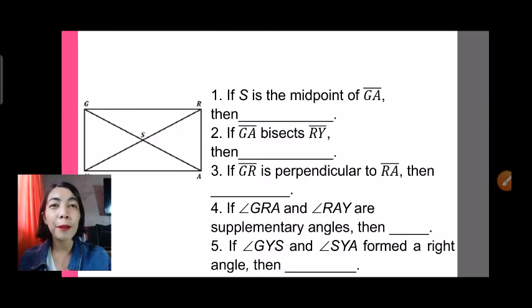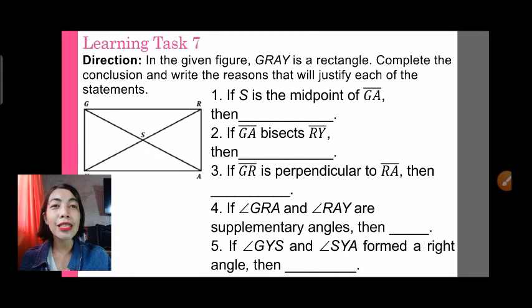And after that, do learning task 7. If in the given figure, GRAY is a rectangle, complete the conclusion and write the reason that will justify each of the statement. So, meron tayong figure dito, and then ibibigay nyo yung kukumpleto sa then statement and anong justification. Kahawig ng learning task 6 natin. Okay? So, ito yung ipapasa nyo na lang sa akin. Ako na yung mag-check.